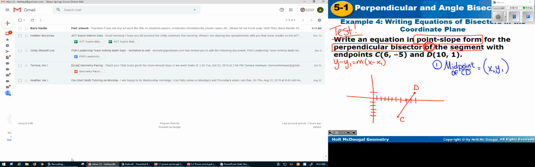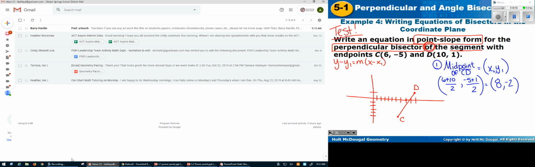Okay, so let's calculate the midpoint of CD. Midpoint, remember, is the average of your x's. So you add and divide by 2, and the average of your y's. So you add and divide by 2. So start with your x's here. What are we going to add first? 6 and 10, so 6 plus 10. And then what are we going to add for the y's? Negative 5 and 1. So we end up getting for our point x1, y1, when we simplify, what is 6 plus 10 divided by 2? 8. And negative 5 plus 1 divided by 2? Negative 2.